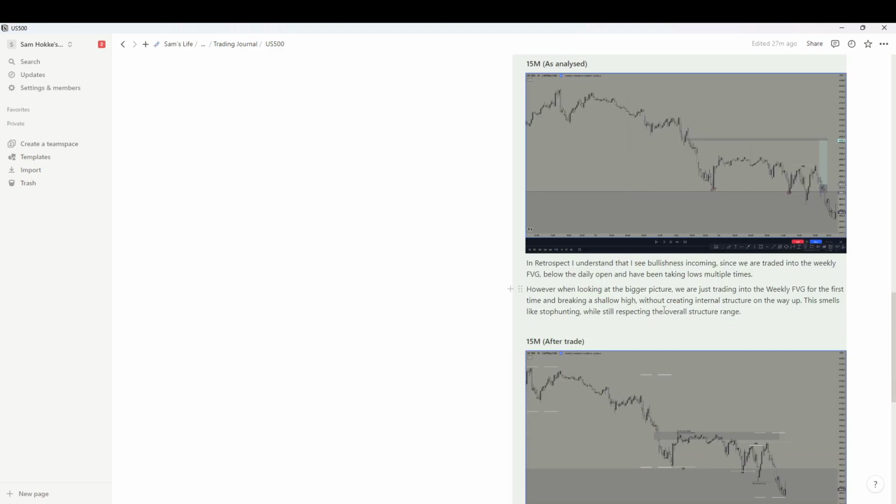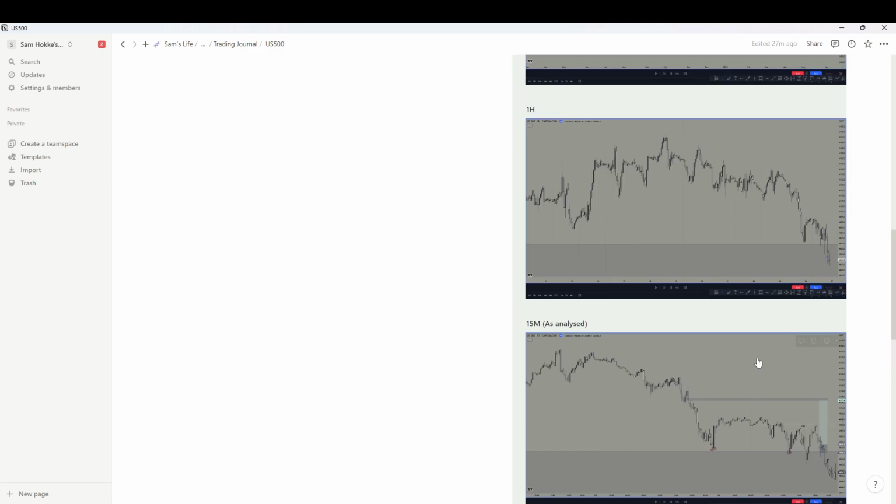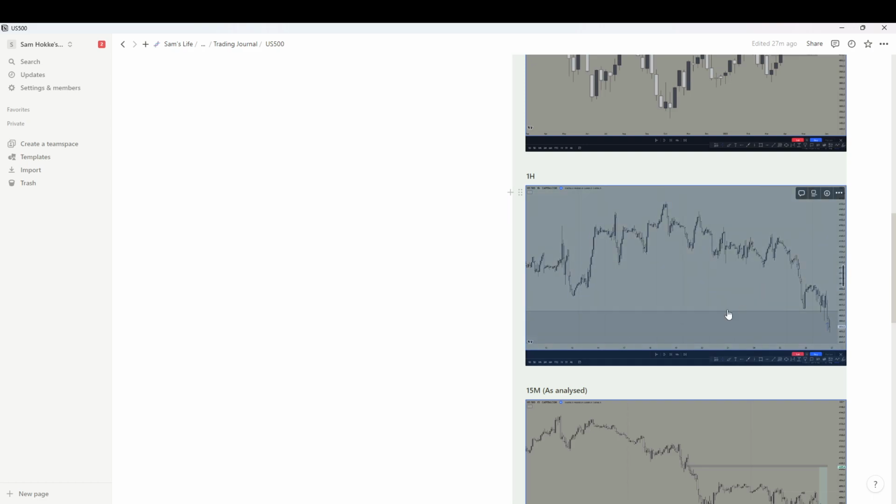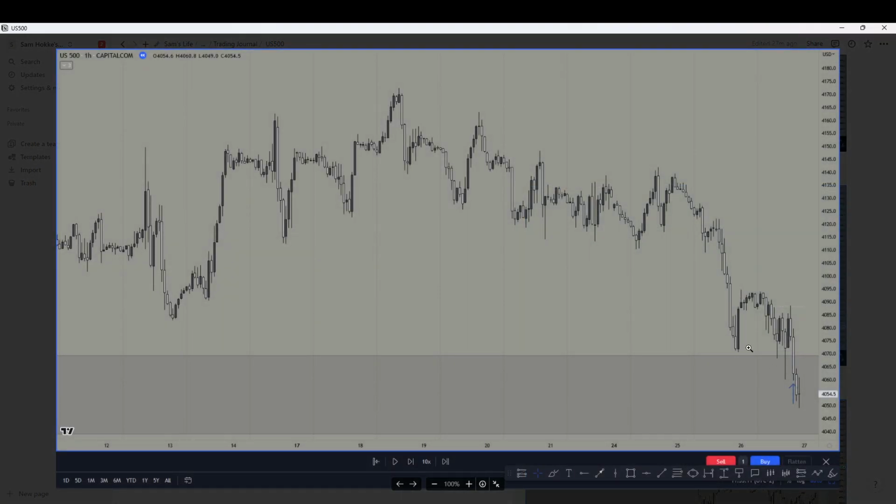When looking back to this trade and we're looking at the bigger picture, we are trading for the first time back into this weekly fair value gap, and we are for the first time trading below this low with multiple lows. So when we are reacting from here, we are expecting a big expansion when we want to target these highs. If this is not a stop hunt or an inducement to go higher, to go lower, we are expecting to shift away from here fast.